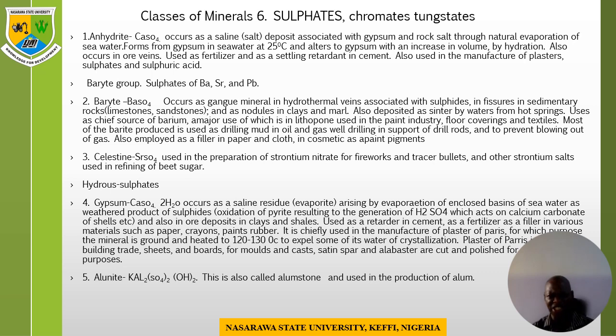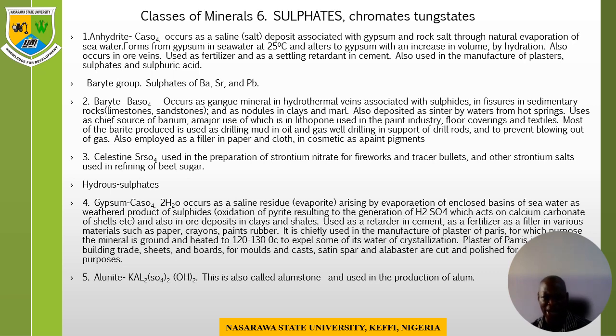We have the sixth class, the sulfates. Under this, and the chromates and tungstates, we have the anhydrite, of course, as salt or saline deposit associated with gypsum and rock salt through natural evaporation of seawater. It forms from gypsum in seawater at 25 degrees Celsius and is altered to gypsum with an increased volume by hydration. Also occurs in oil vents, used as fertilizer and as a setting retardant in cement. Also used in manufacture of plaster, sulfates and sulfuric acid.